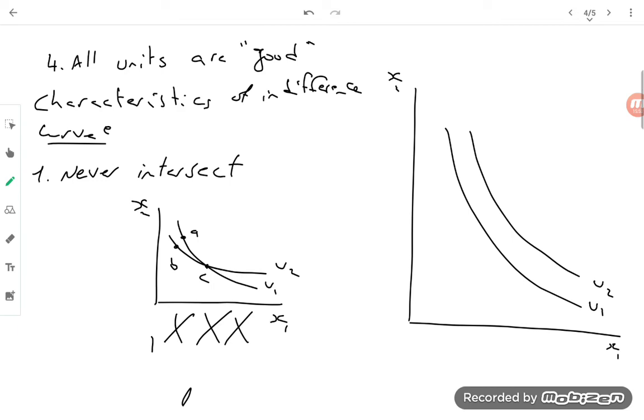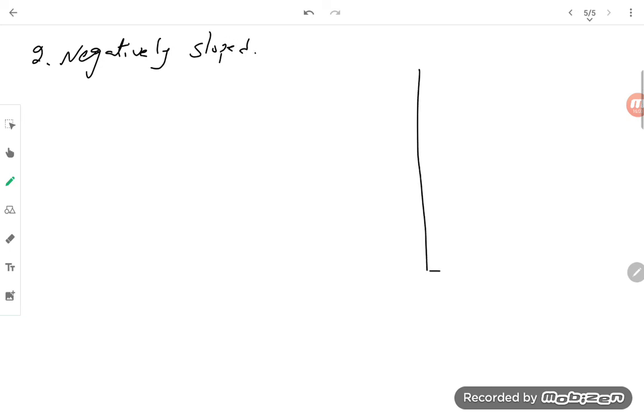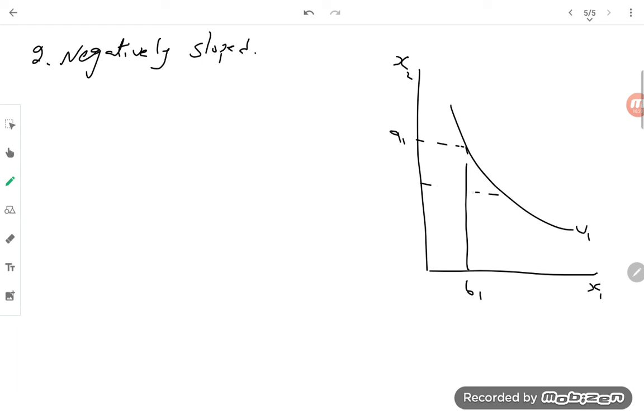Number 2, negatively sloped. If you would like to increase your consumption of X1, you have to decrease consumption of X2 and vice versa. So they are negatively sloped.